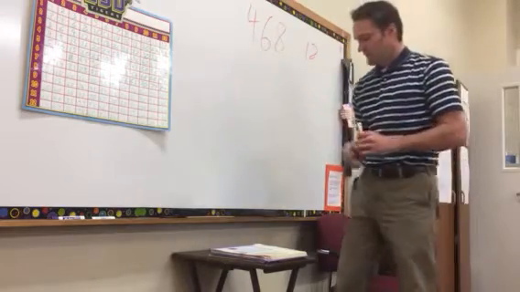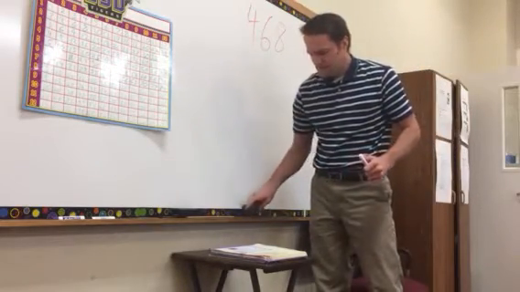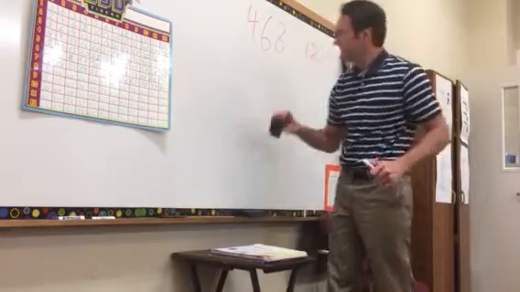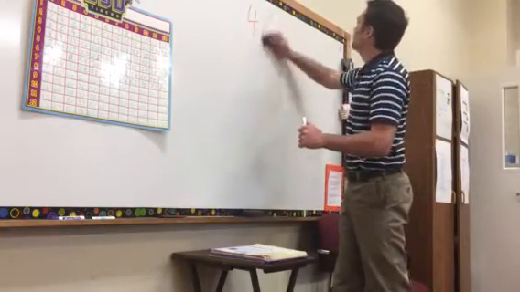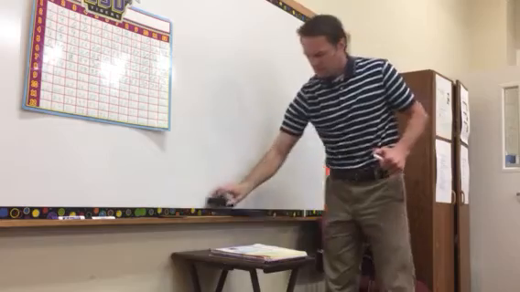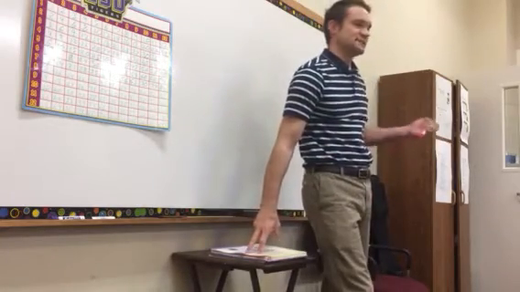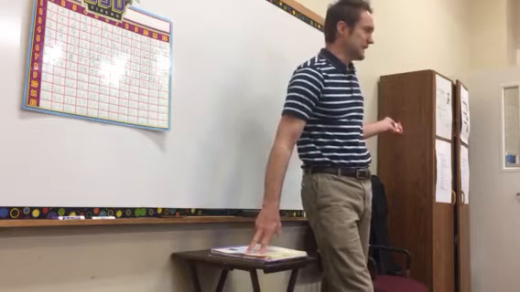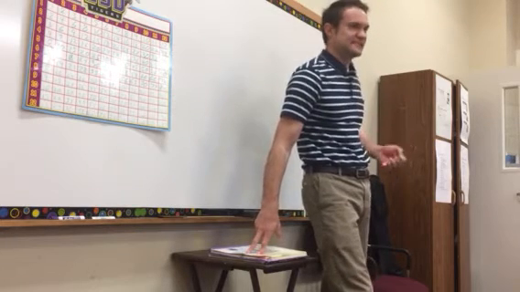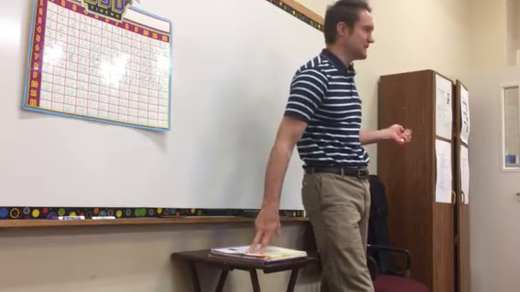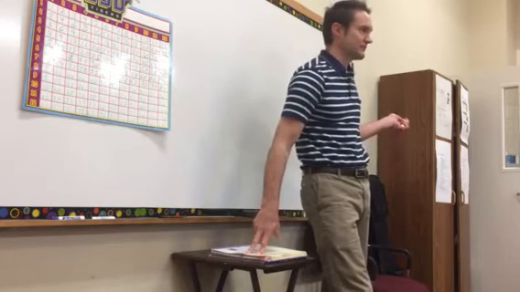Okay, let's look at 10. For a number to be divisible by 10, the last digit has to be 0. That's it. If the last digit is 0, the number is divisible by 10. Pretty simple, right?